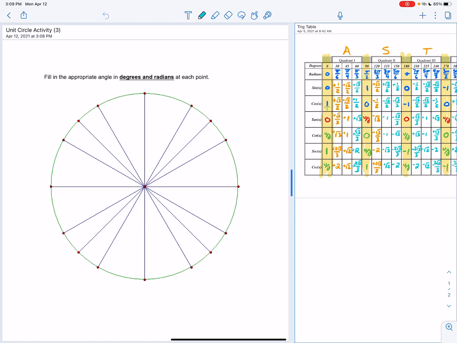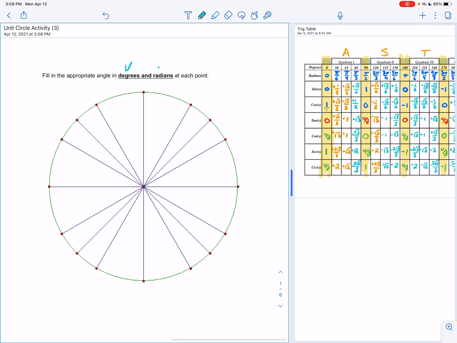Hey everyone. So here we're starting our unit circle. This will be broken up into parts. The goal for today is making sure that you know how to get the degrees and the radians at each point. And then eventually we'll get to the coordinates, but one step at a time.